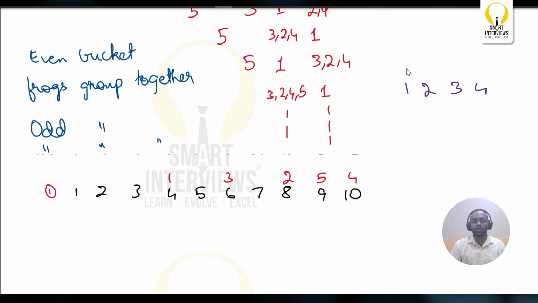3, 4, where the frogs are in buckets. 1 is in the second bucket, 2 is in the third bucket. Now 1 always goes to where 2 is, 2 always comes to where 1 is. So in the next step it becomes 2, 1, in the next step it becomes 1, 2, in the next step it becomes 2, 1, and infinitely. Now what happens if 1 is in an even bucket and 2 is in an odd bucket? They never really meet at all.